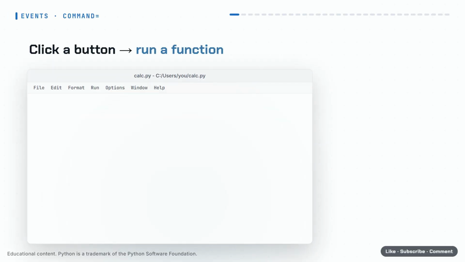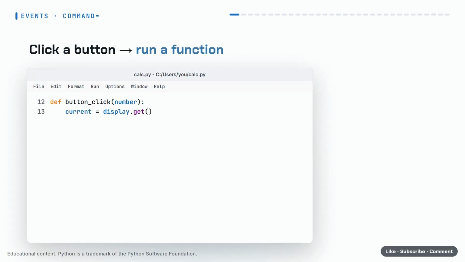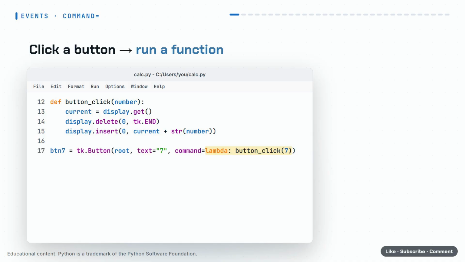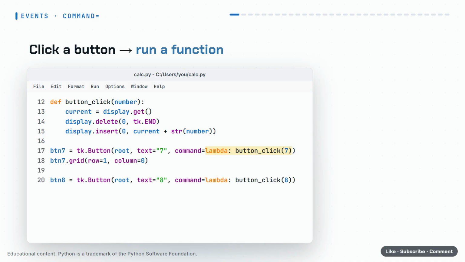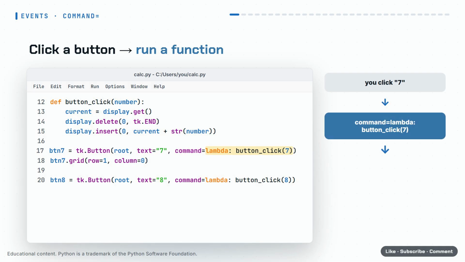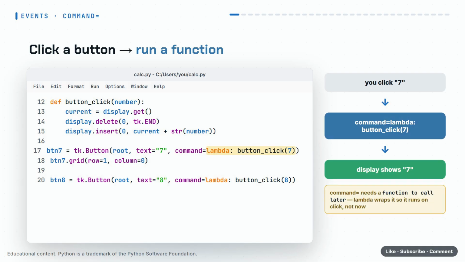Now the events. Define button_click, which takes a number. It reads the display, clears it, and inserts the number. Then a button, text 7, and command lambda: button_click(7). Command is the event hook. When the button is clicked, the function runs, and lambda wraps it, so it runs on click, not right now.